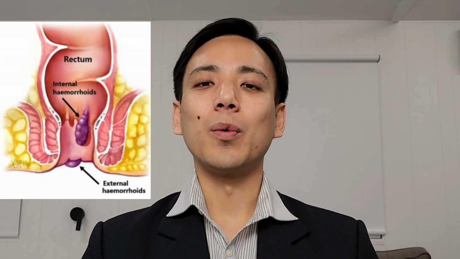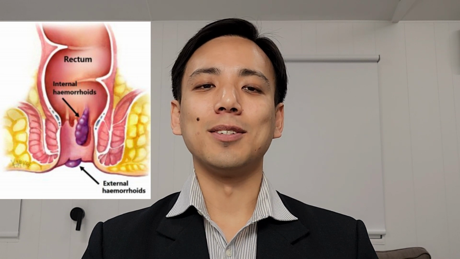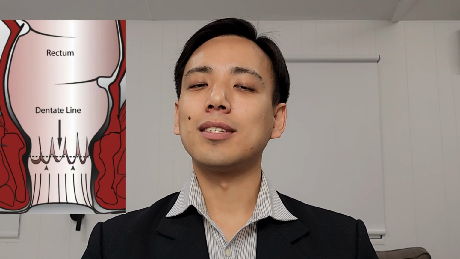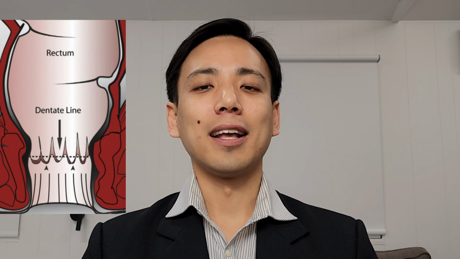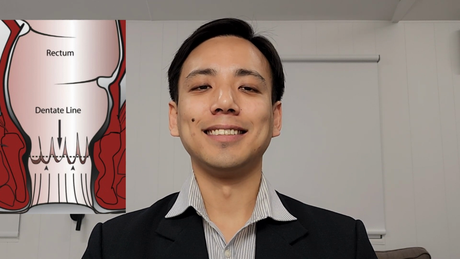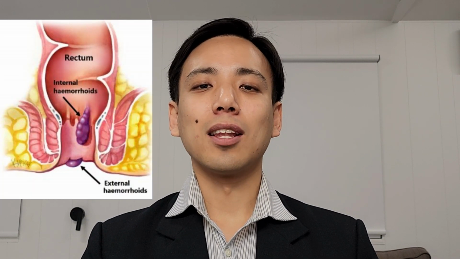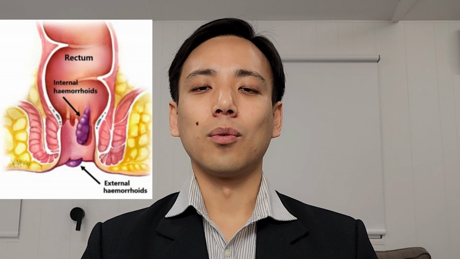Hemorrhoids can be divided into two types, external or internal, depending on their relation to the dentate line, which is a transition zone between columnar and squamous cells of the anal canal. External hemorrhoids lie below this line, whilst internal hemorrhoids lie above. Internal hemorrhoids can further be graded depending on their severity.